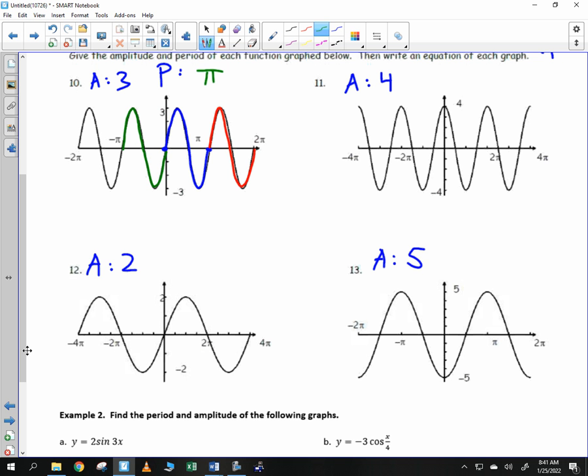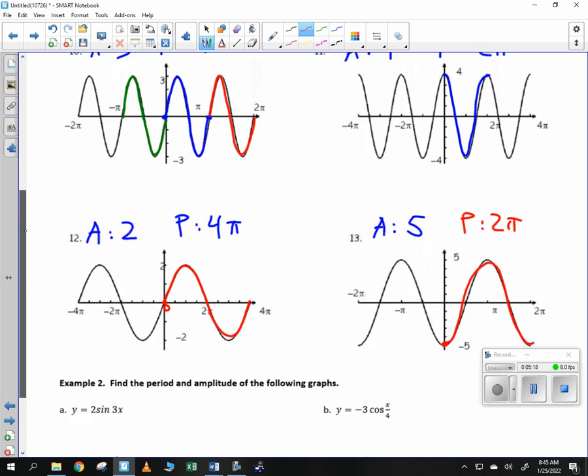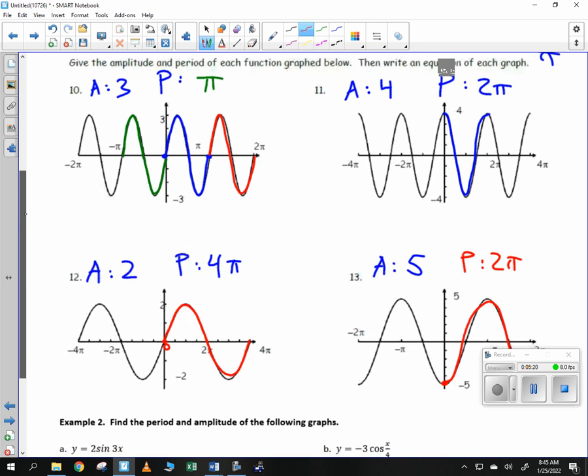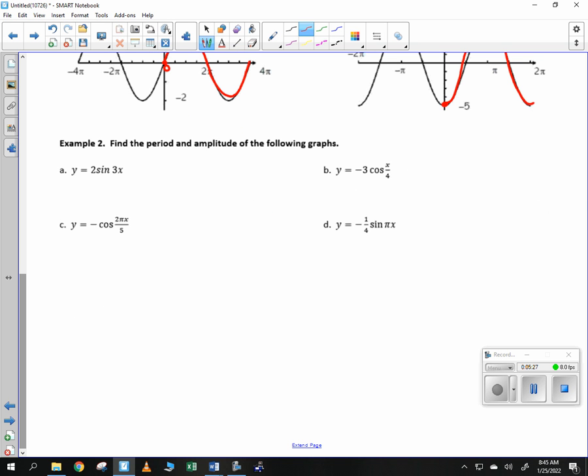What I would like you to do is see if you can figure out the period for 11, 12, and 13 on your own. Go ahead, make some guesses, go. Here we go. So we got 2 pi for number 11, 4 pi for number 12, and 2 pi for number 13. Okay? A couple more, and then we'll graph, and then you can do your assignment. So we're going to give you problems like this, and you want to be able to identify the amplitude and the period. Okay?